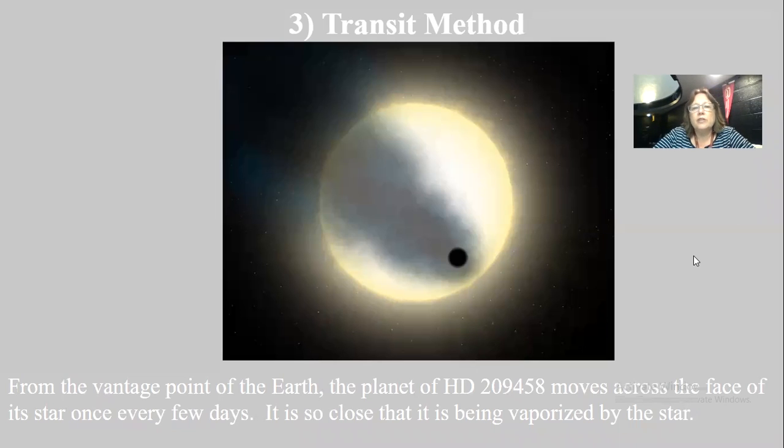Hello and welcome to this video on the transit method. This is the second method that we're looking at for finding exoplanets. So you just finished your section on radial velocity and astrometry. So it's time to move on to the transit method.